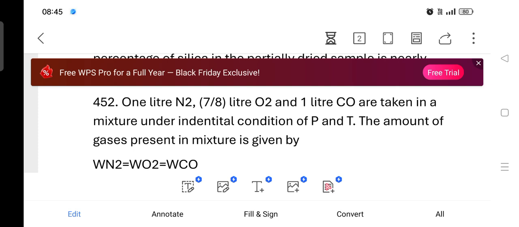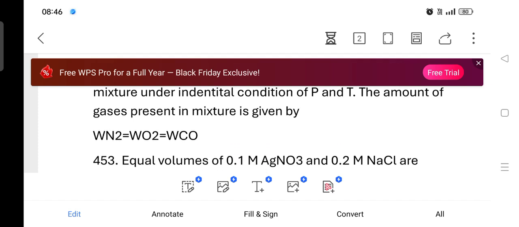1 liter N2, 2 liters O2 and 1 liter CO are taken in a mixture under identical conditions of P and T. The amount of gases present in the mixture is given by W_N2 = W_O2 = W_CO.